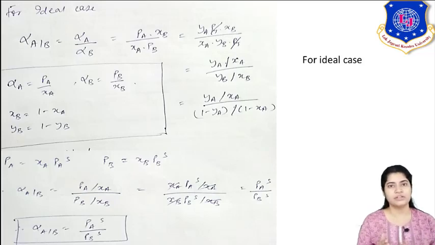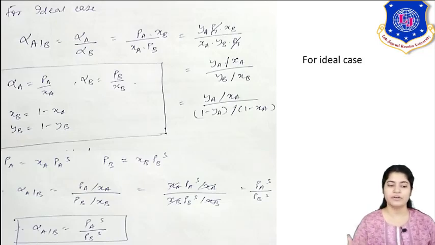Then substitute in the relative volatility equation. Hence you get PA XB upon XA PB. Now, your PA is also defined as YA PT. Based on Dalton's law, we saw that your PA is also represented as YA PT. So substituting that value, I get my equation as YA upon XA upon YB upon XB.